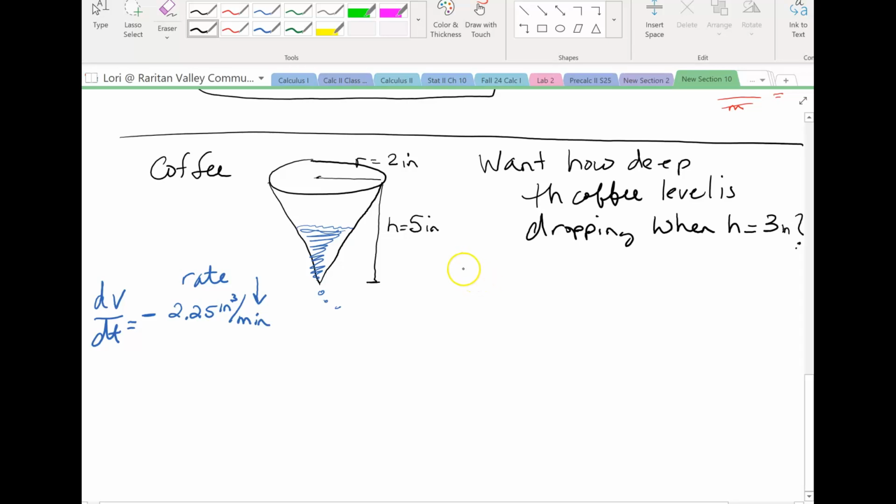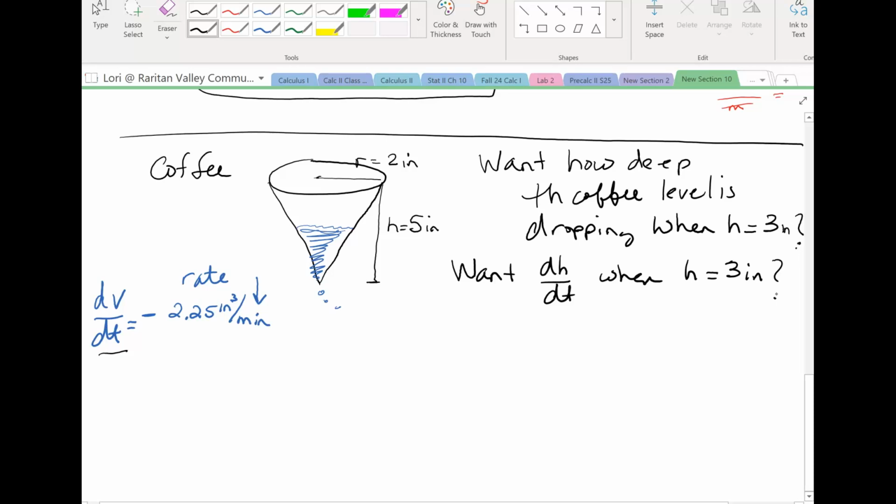So we want the rate of change of the coffee level dropping, not the volume decreasing. We're already given that. We want the rate of change at which the coffee level is dropping, so we want dH dt, when H is at exactly 3 inches.